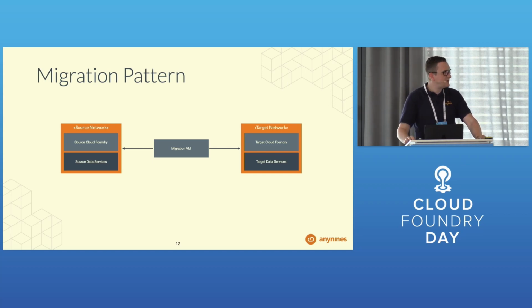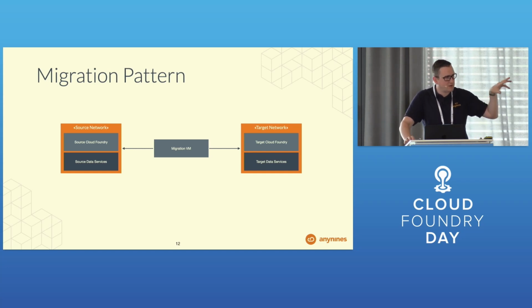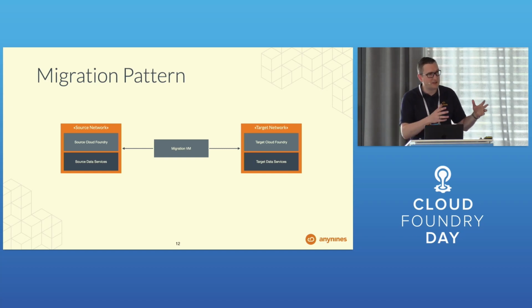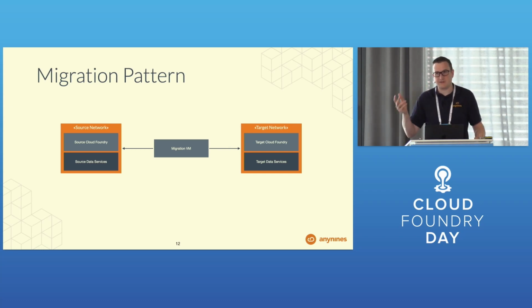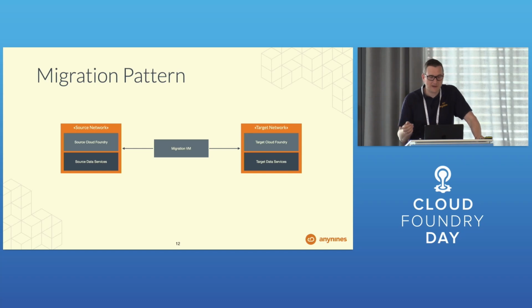We also assume that there are some data services in the source system and some data services in the target system. Now, for example, if we migrate our own anynines platform, Cloud Foundry, and our anynines data services, that's rather simple because we have a homogeneous backup API and restore API. If you take some data services and want to migrate them to a different version of data services on a different infrastructure, that can be much more tricky.